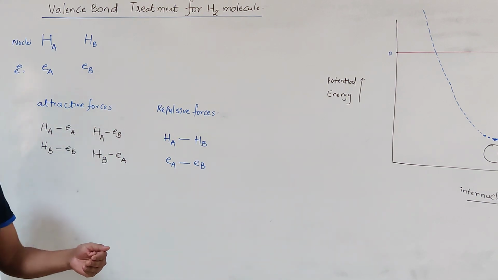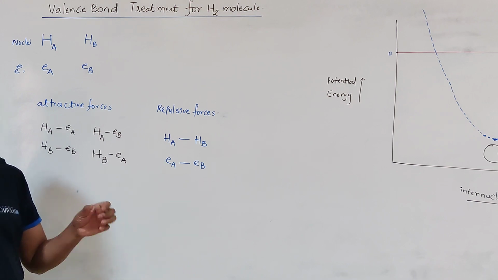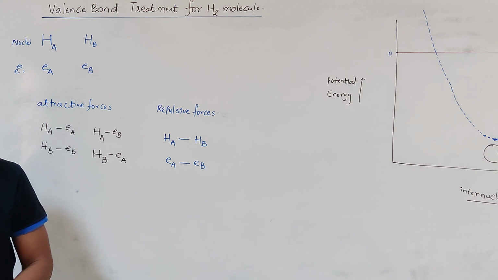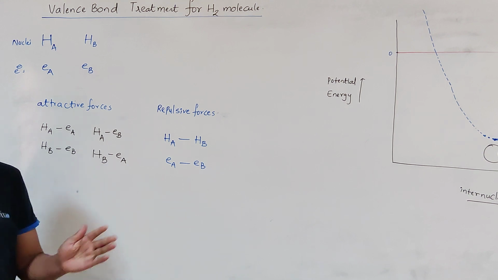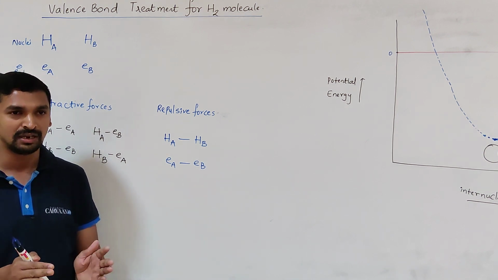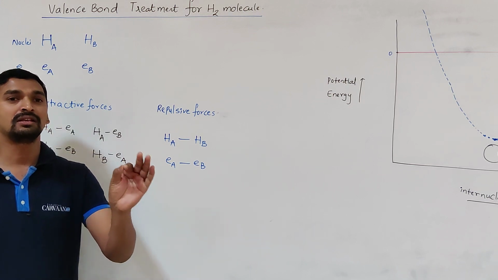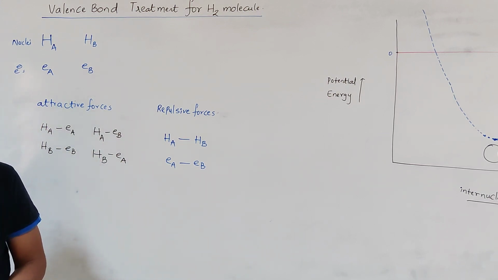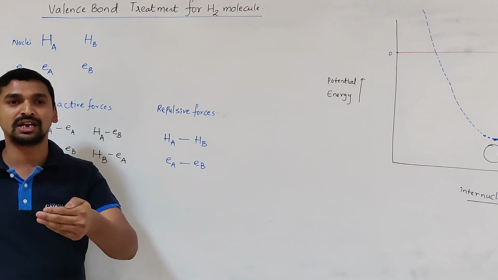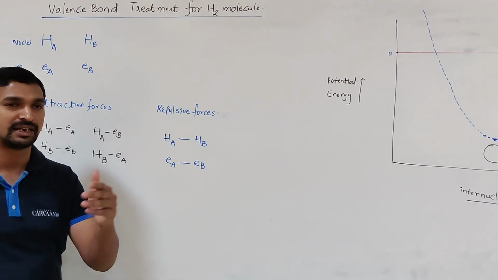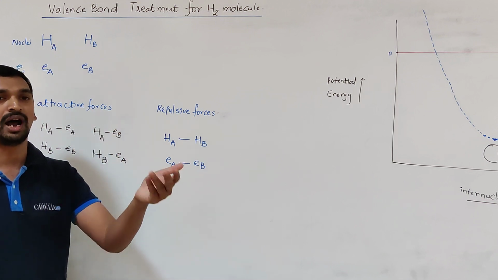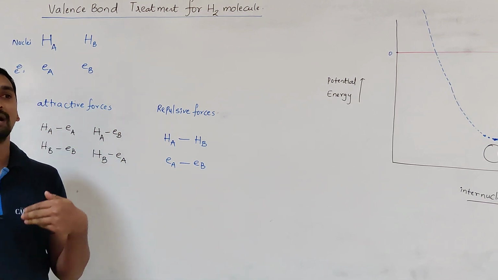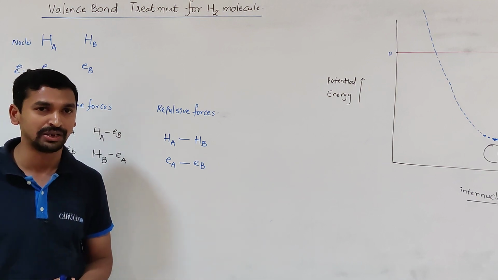They come very close to each other until a stage is reached where the attractive forces are equal to the repulsive forces. The two atoms come close until which stage? When the attractive forces are equal to the repulsive forces. At that stage, the two hydrogen atoms are bonded together to form the most stable hydrogen molecule.